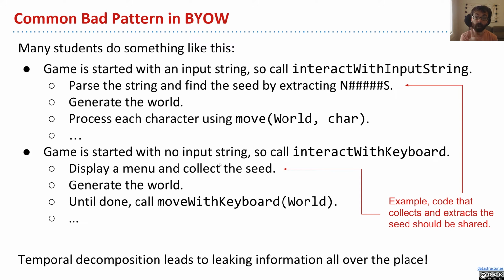Ideally, there should be one piece of code that collects single characters from some input device and it produces a seed. And it doesn't matter if that happened during interact with input string or interact with keyboard. The exact same piece of code collects and extracts the seed always. It should be shared between these two. But what temporal decomposition does to you is you start thinking of them as two totally different worlds, but really they have quite a lot in common.